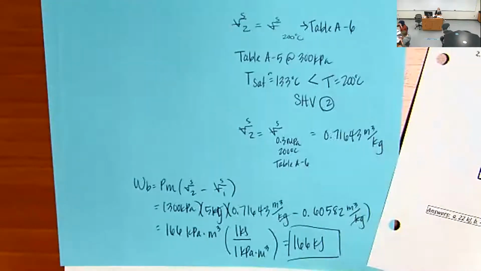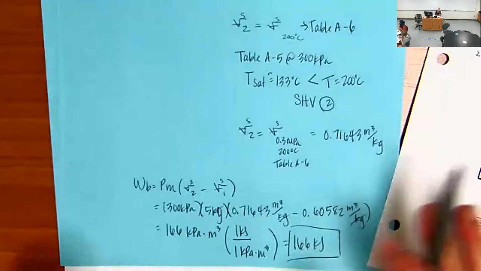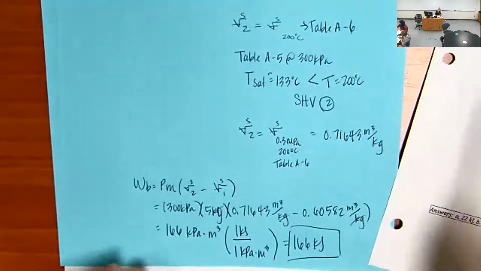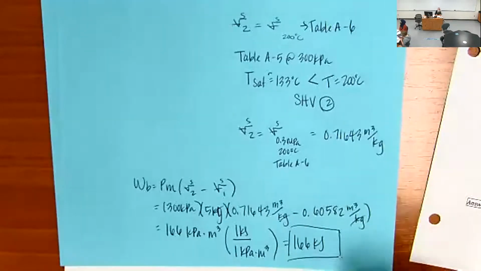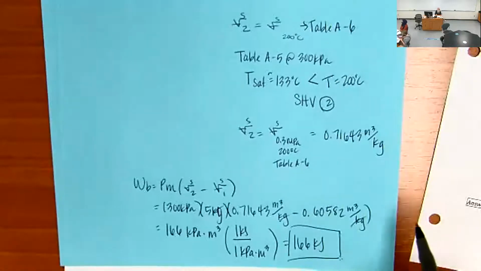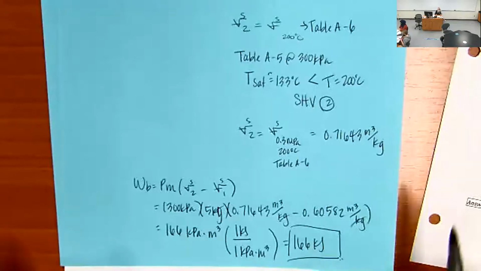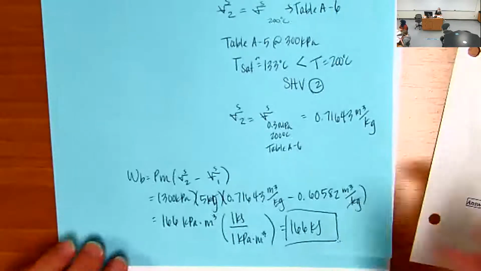This work, it doesn't really matter if it's positive or negative because we're not looking at it going in or out of a system. We're just calculating the work done by the steam in this process, in this system. So for this problem, I don't think it really matters to be negative or positive. I would probably make it negative because it's work being done from the system to the surroundings. But for this problem, I don't think it really matters to be concerned with negative or positive.